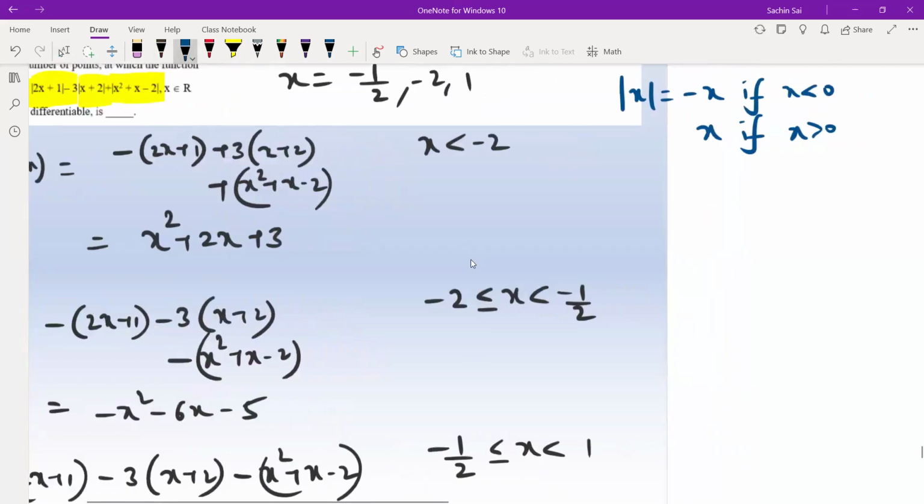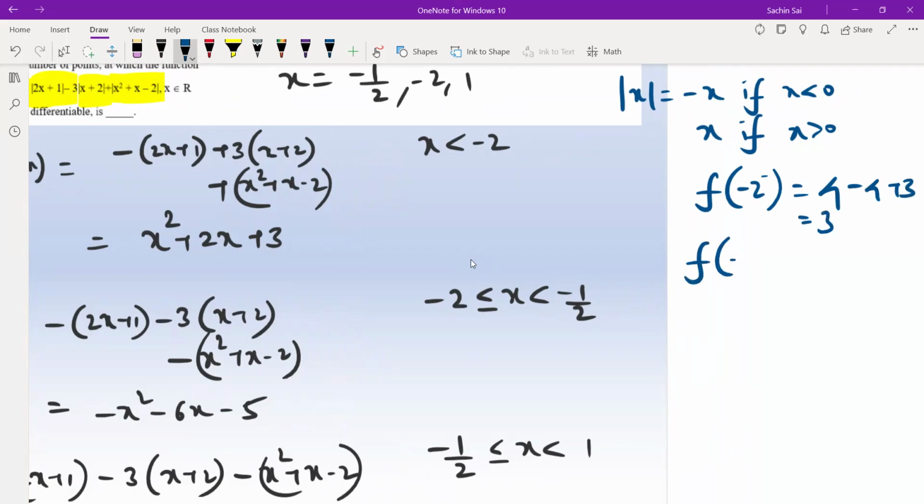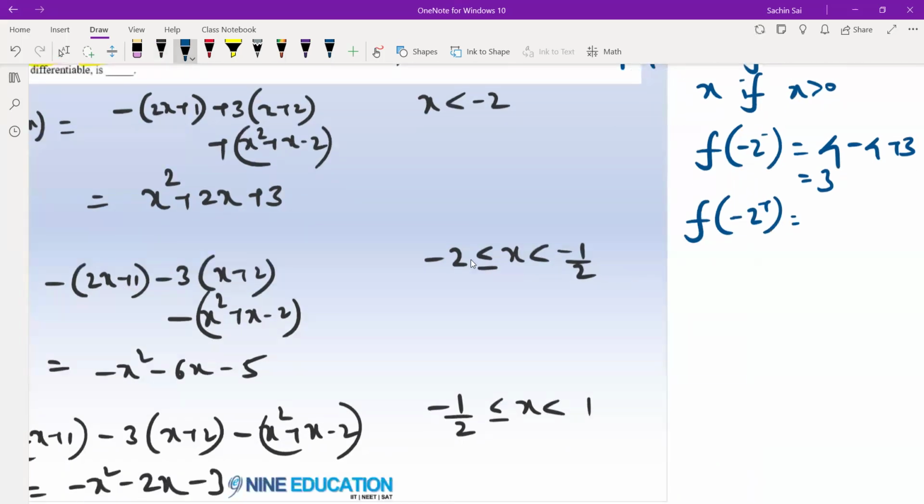Now, for differentiability, first we check for continuity. So at minus 2, what is the left limit? F of minus 2 minus is 4 minus 4 plus 3, that is 3. F of minus 2 plus is minus 4 plus 12 minus 5, which is also 3. Right? So the function is continuous at minus 2.